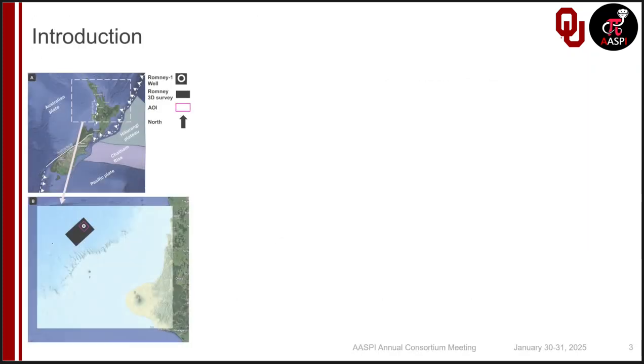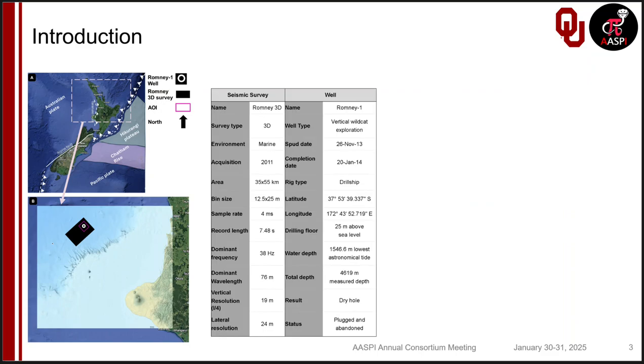So to orient ourselves, we are off the coast of the northern island of New Zealand. We've got our seismic data, which is our Romney 3D seismic data. We've cropped it to this pink outline here, so a smaller subset, and we do have one well. It's the Romney 1 well. And for those of you who'd like to see information on the data, here's a table.